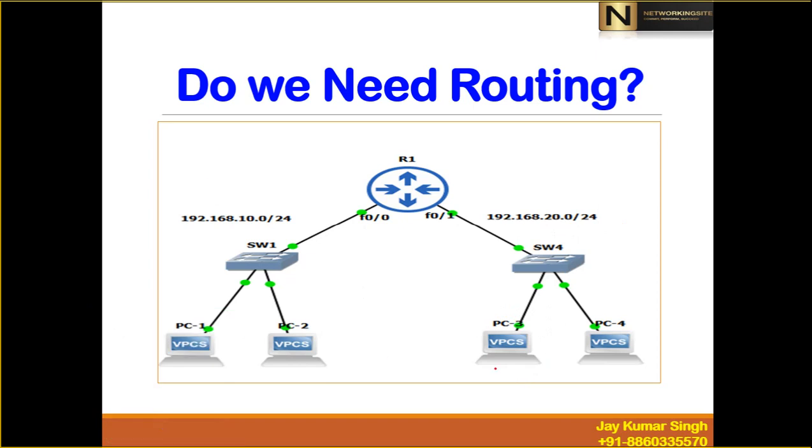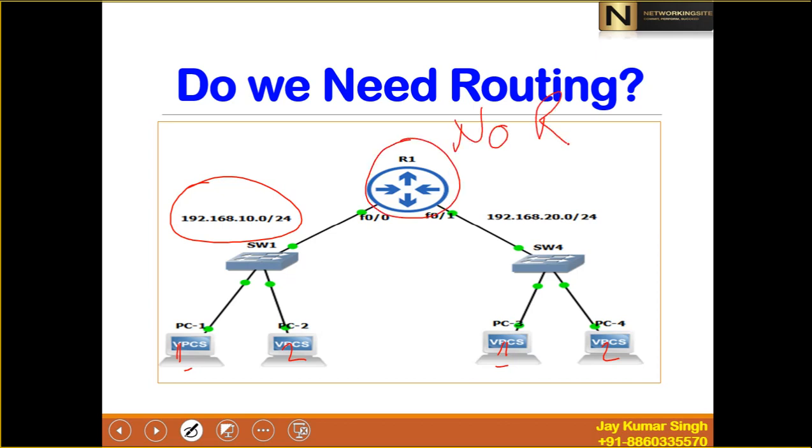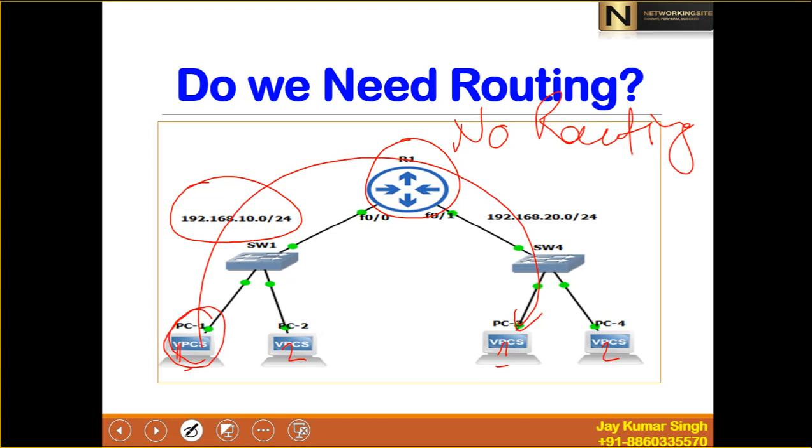Here we have one network, 192.168.10.0. I have configured 10.1, 10.2, here 20.1 and 20.2. This is the router, but routing is not configured here. I'm asking, without routing, could this PC communicate with this PC? For the moment, without routing it is impossible. Okay, can we verify?